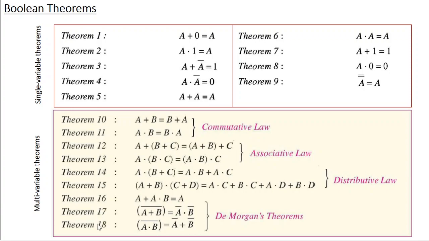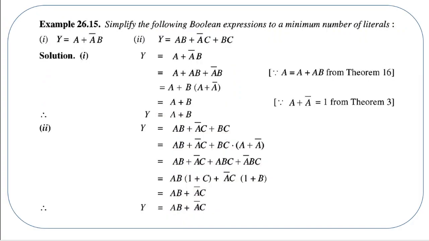And theorem 17 and 18 are nothing but De Morgan's theorem. A plus B whole complement is A complement dot B complement, and A dot B whole complement is A complement plus B complement. Let's do a couple of problems. Simplify the following Boolean expressions to a minimum number of literals. First one, Y equal to A plus A bar B.